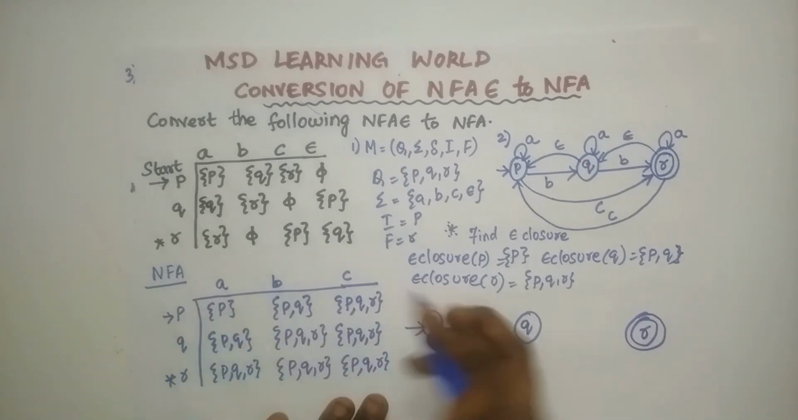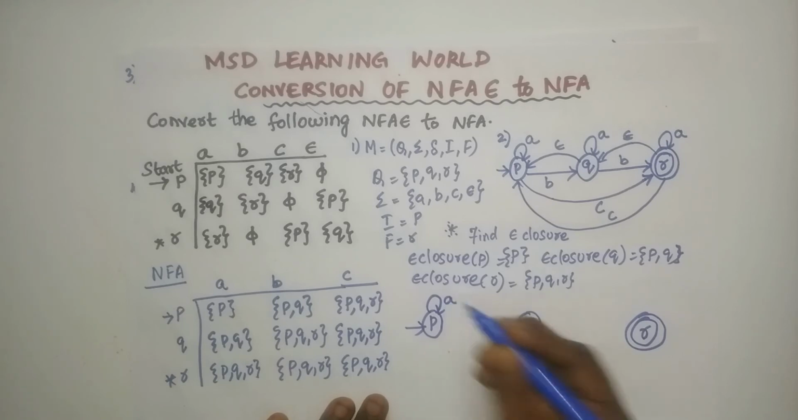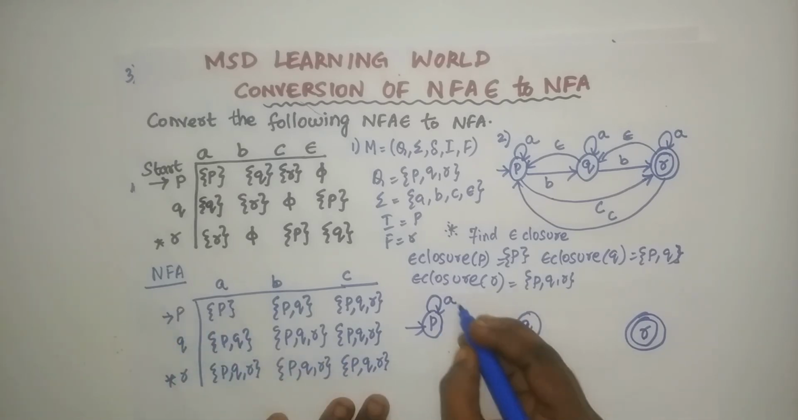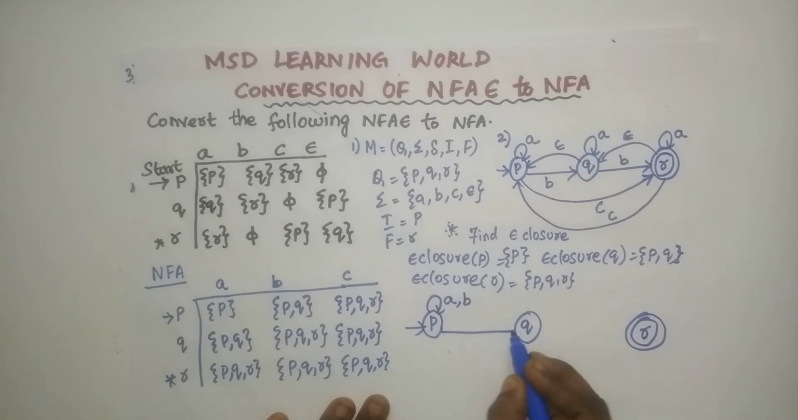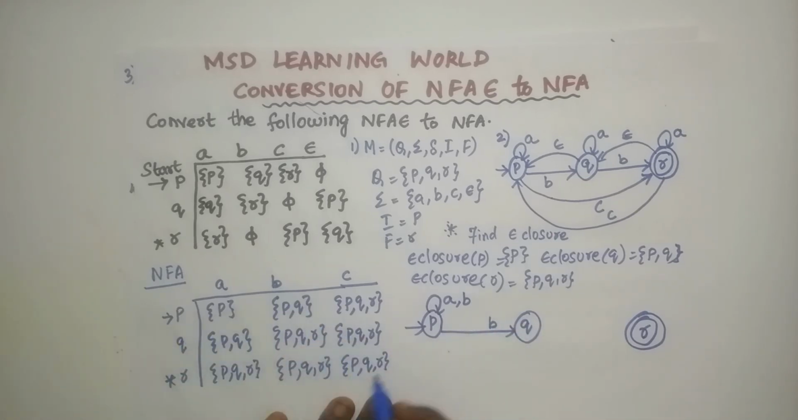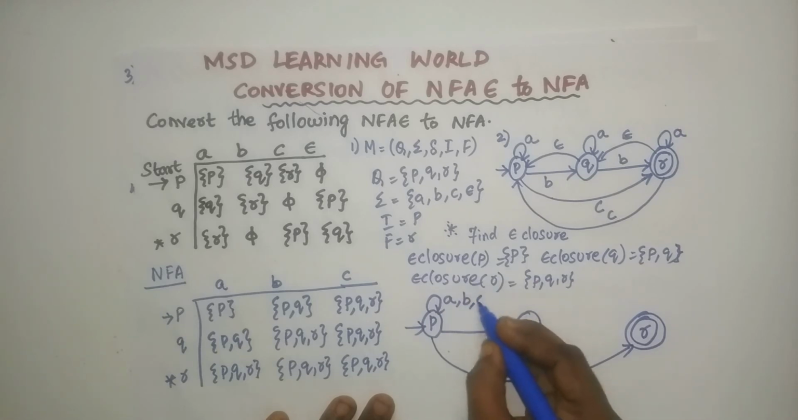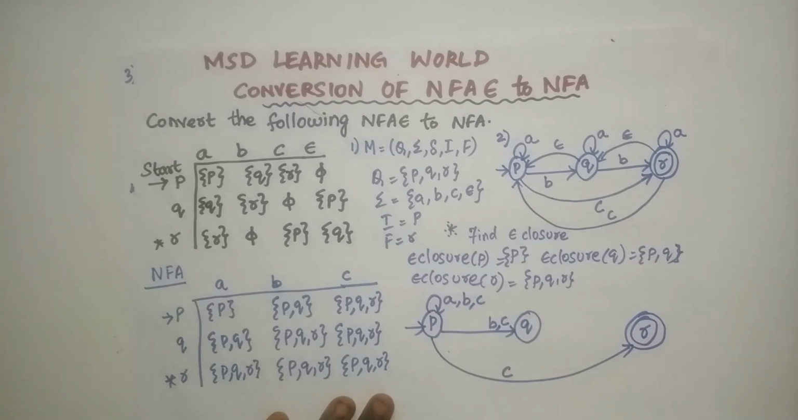So P on A goes to P alone. P on B goes to P as well as to Q, so it is A comma B. Now P on C goes to P, Q and R, so B comma C and A comma B comma C. Because P on A goes to P, P on B also goes to P, P on C also goes to P, in a self loop we have marked A comma B comma C.